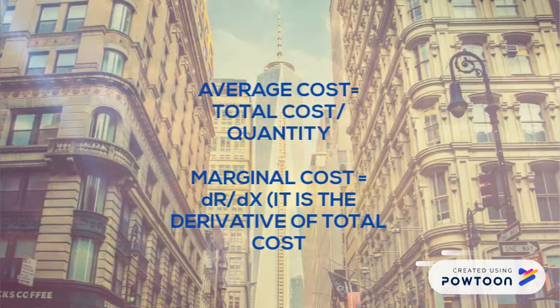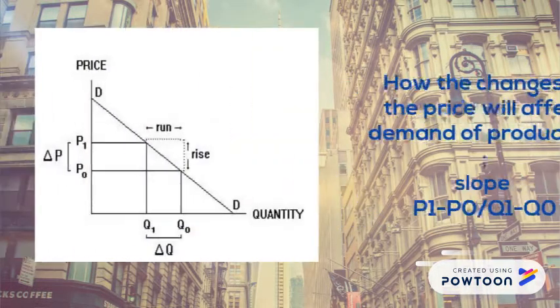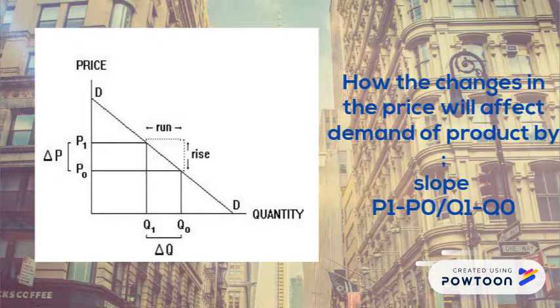For the conclusion, total cost is an antiderivative of the marginal cost, while distance is an antiderivative of the velocity. And as economists, we will apply this in order to know how changes in the price will affect the demand for the product.